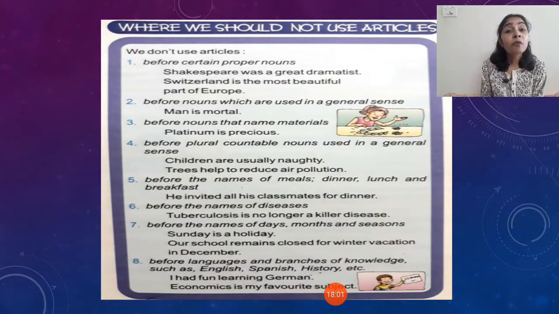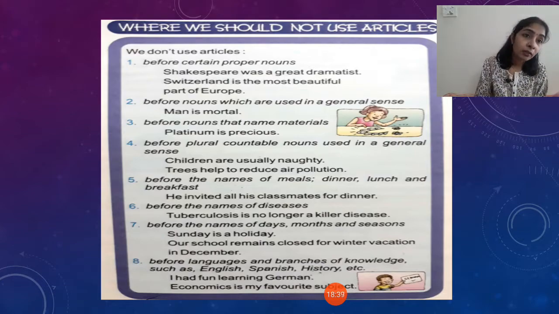Next and the last is before languages and branches of knowledge such as English, Spanish, history, etc. We never use the German. I know to speak the German, I can speak the German. No, it is never like that. I cannot speak the English. It is never like that. So before the names of languages, we never use any kind of article. Economics is my favorite subject. So the economics, the science, the social science, we never use like that. So before the names of subjects or languages, we never use any kind of article.